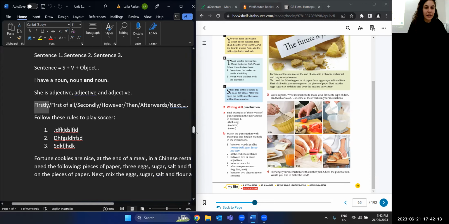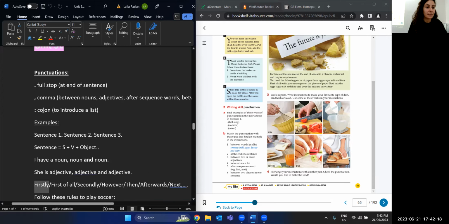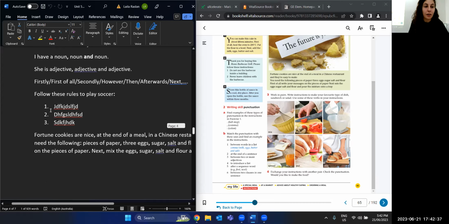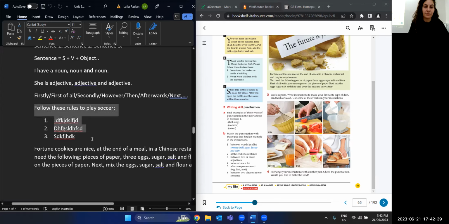And the last one that we have is a colon. So a colon is 2 dots on top of each other. A colon. And when do we use it? When we want to introduce a list. So for example, I want to write, follow these rules to play soccer. Number 1, have a team. Number 2, whatever.